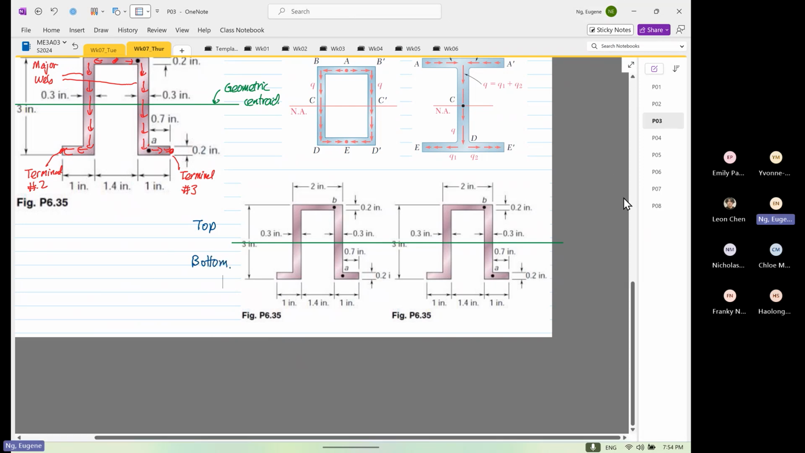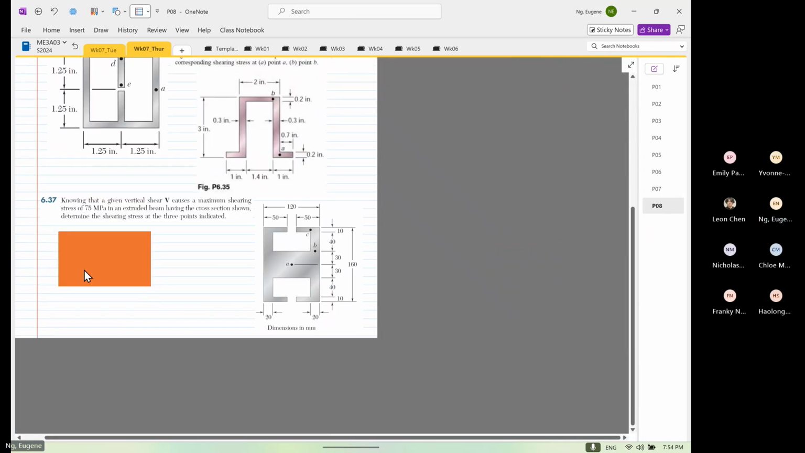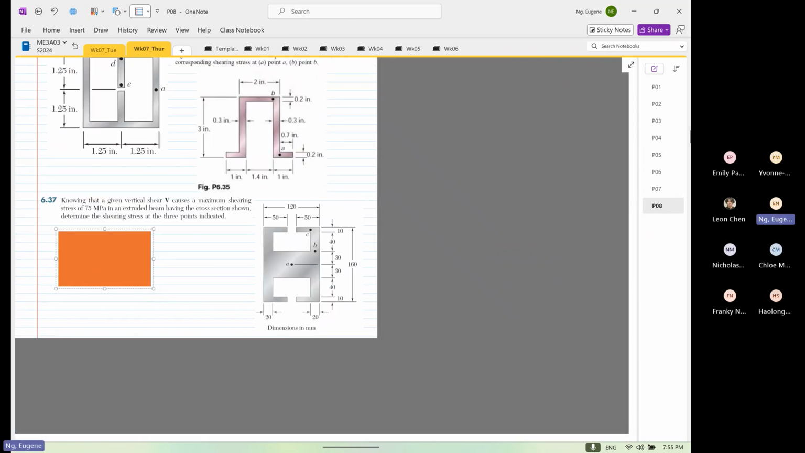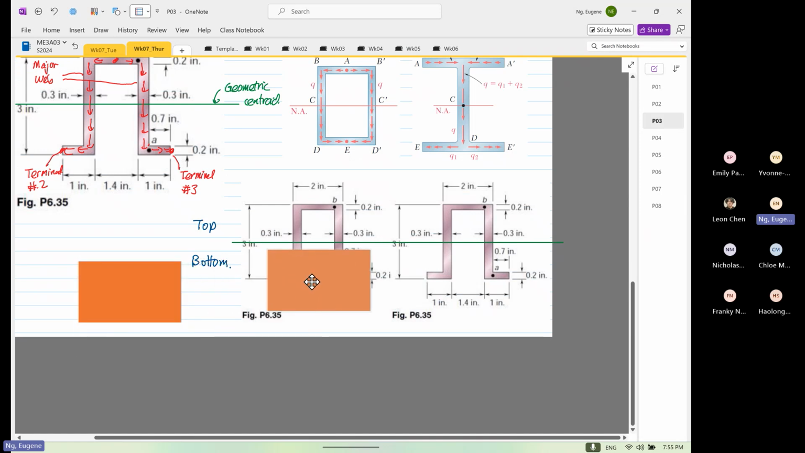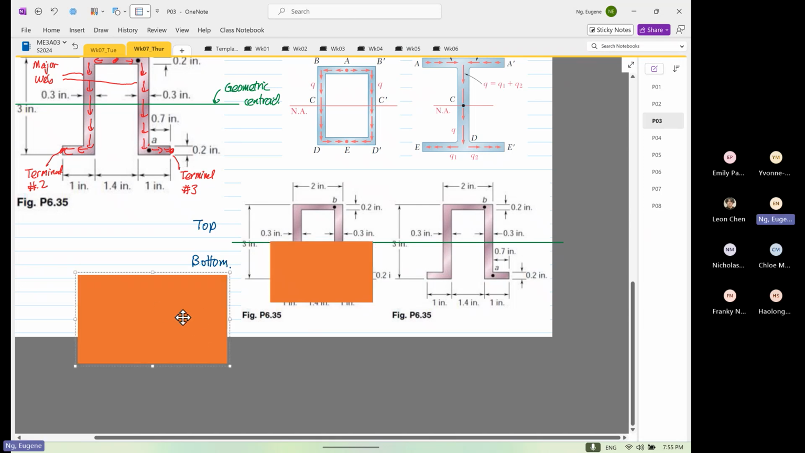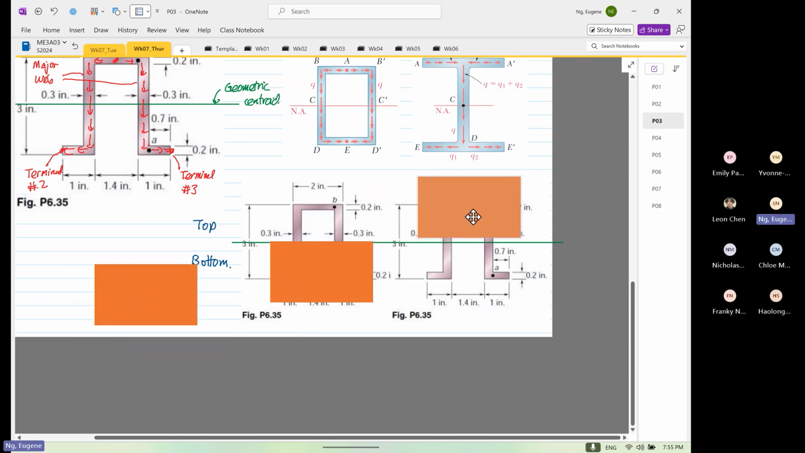And then I'm going to cover, okay, I'm going to cover either the top or the bottom. Why do I cover it? Because the first moment of area cannot cross the what? Cannot cross the centroid. Yes or no, right? That's the rule that we won't break. Okay. So when we look at the top, right?